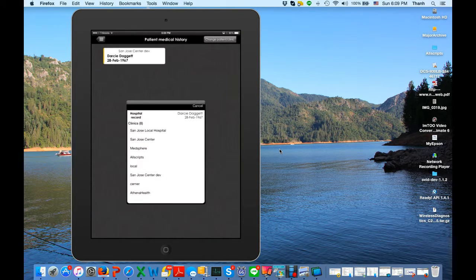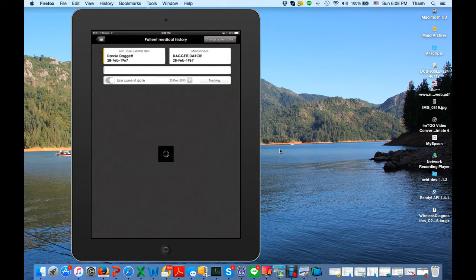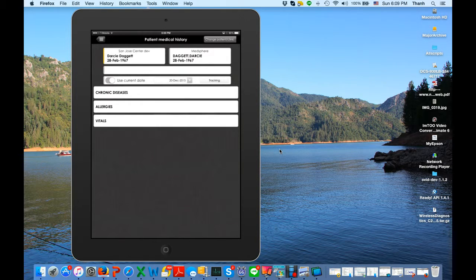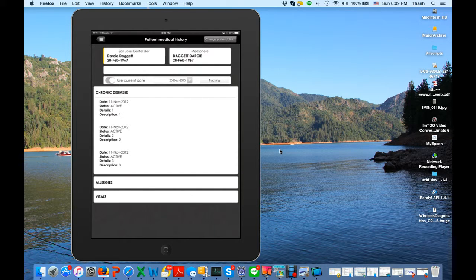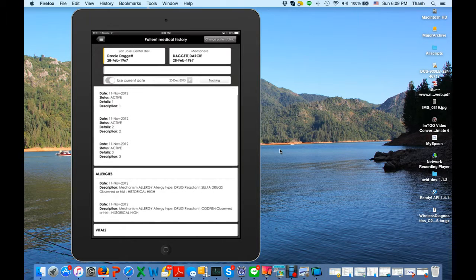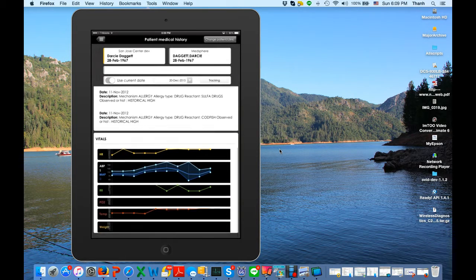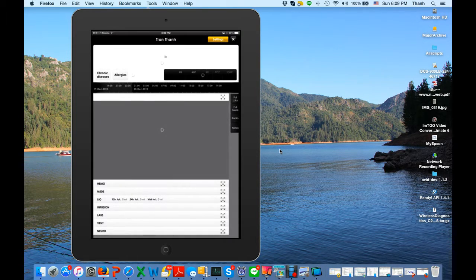So I'm now choosing which hospital it is. Maybe it's a Medsphere hospital. In this case, from my office, which is a family doctor office, I'm going to track my patient in the hospital. So this is the hospital data. And then I'm going to turn this to tracking to see what is really happening with my patient in the hospital right now.